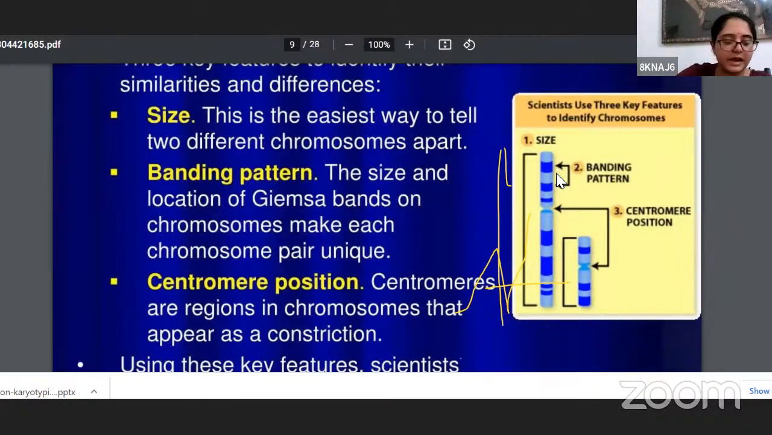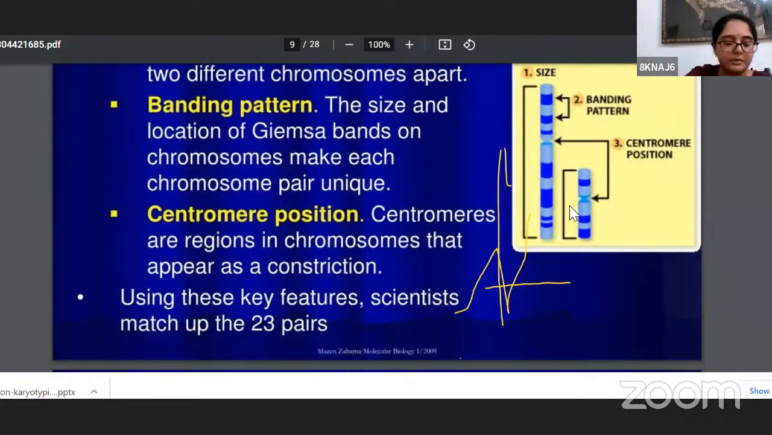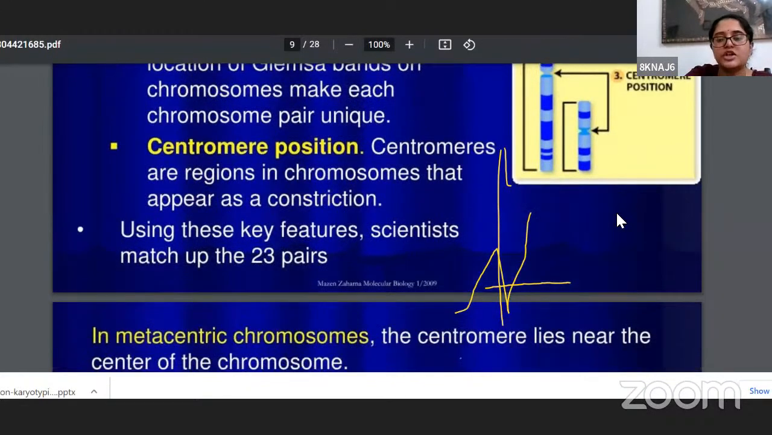So you have light and dark bands, and chromosomes which have a continuous series of light and dark bands. And then you have the centromeres, which also help in identification. The exact position of the centromere also helps you identify which particular chromosome it is. So again, when it comes to the banding techniques, you have 2 different kinds.